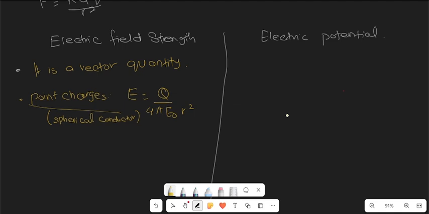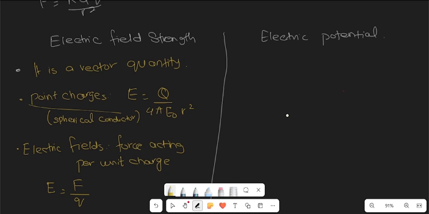But what if you have electric fields? Electric field is essentially the force acting per unit charge, and that is again E equals F over Q. So again it's similar, both of them are similar. So E equals F over Q equals Q over 4 pi epsilon naught r squared.